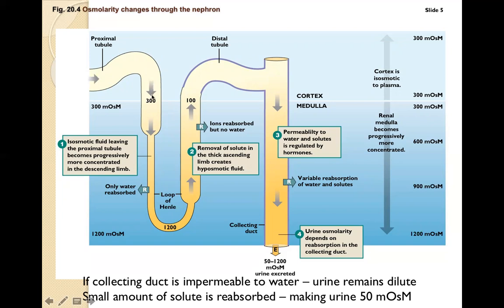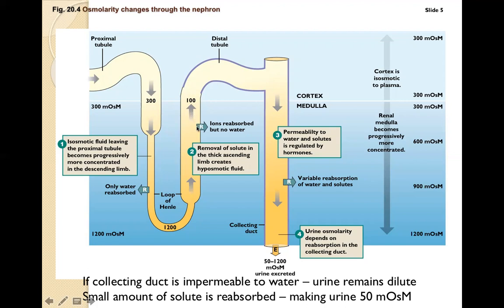As you go down into the loop of Henle, you'll actually see that there is reabsorption of water, and only water is reabsorbed in the descending part of the loop of Henle. So you can imagine that since only water is reabsorbed, the solute concentration increases. As you go down the loop of Henle, the solute concentration of the filtrate increases to that maximum amount of 1,200. Then you go through the hairpin turn of the loop of Henle and start your way on the ascending limb of the loop of Henle.